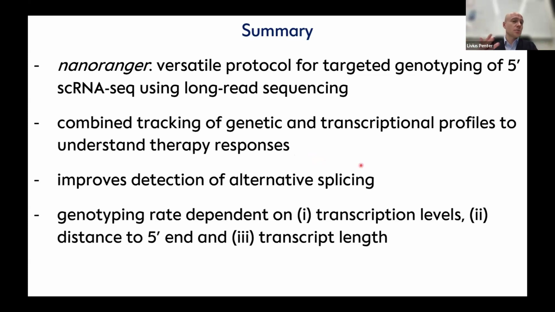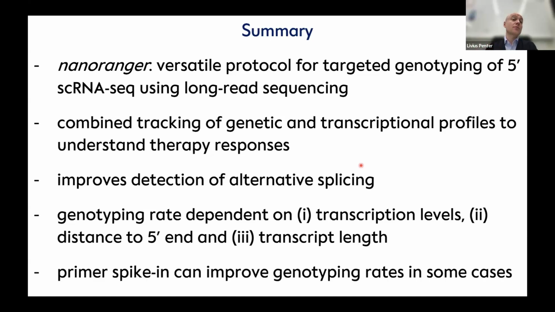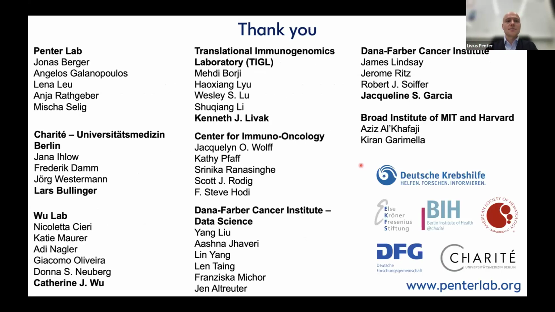And one important limitation is that the genotyping rate is really dependent on the transcription levels of your target, the distance to the 5' end, and the transcript length. And primer spiking can improve this in some cases. So lots of people involved in this project, and thank you for listening.